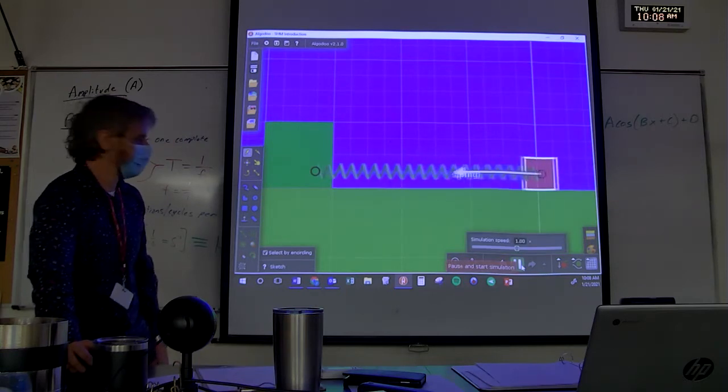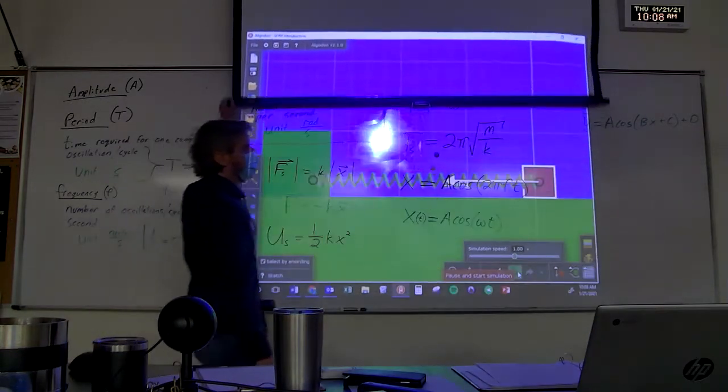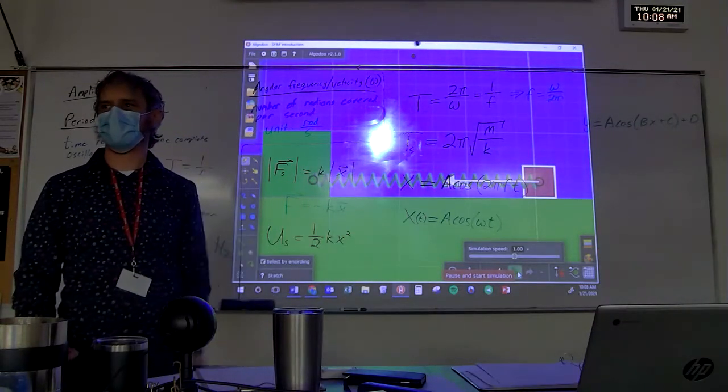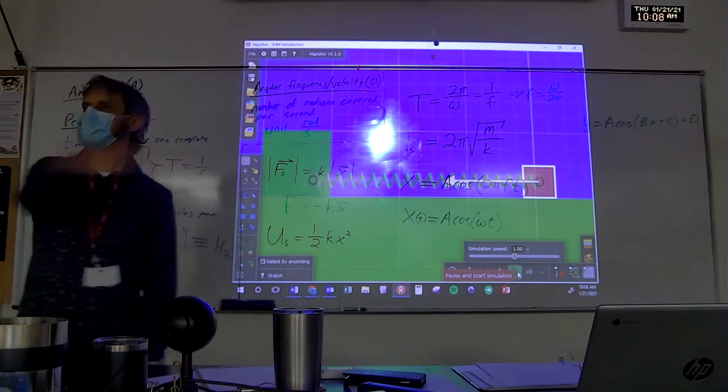Same time. How do I know that? Amplitude's not in the period equation. The amplitude does not determine the period. You pull it farther, it's just going to be moving faster.